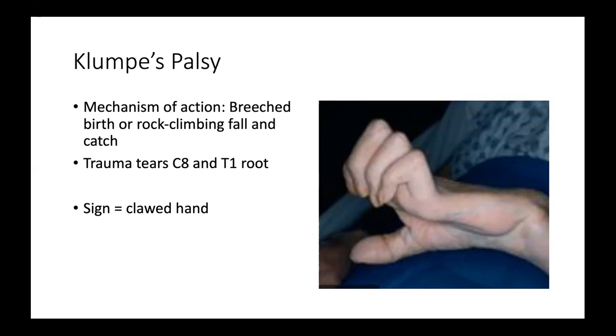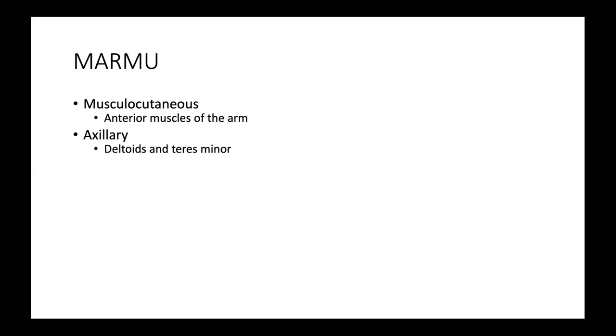So what are the nerves that innervate your upper limb? Great, fantastic, that's it. So let's talk about it in terms of the general basics, just innervation to the muscle. So musculocutaneous, anterior muscles of the arm. Axillary, these are going to be really easy, and then the last two will be a little bit harder. Axillary is always deltoid and teres minor. Radial is the extensors everywhere. You don't need to remember which extensors, just extensors everywhere, okay?